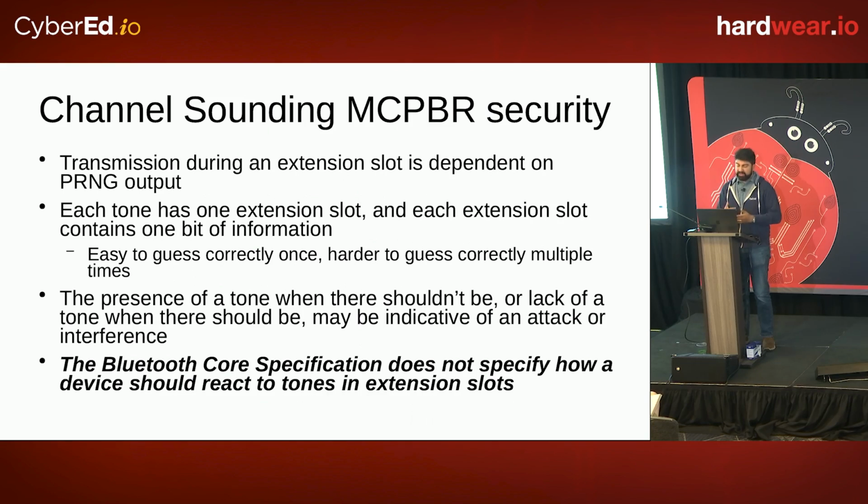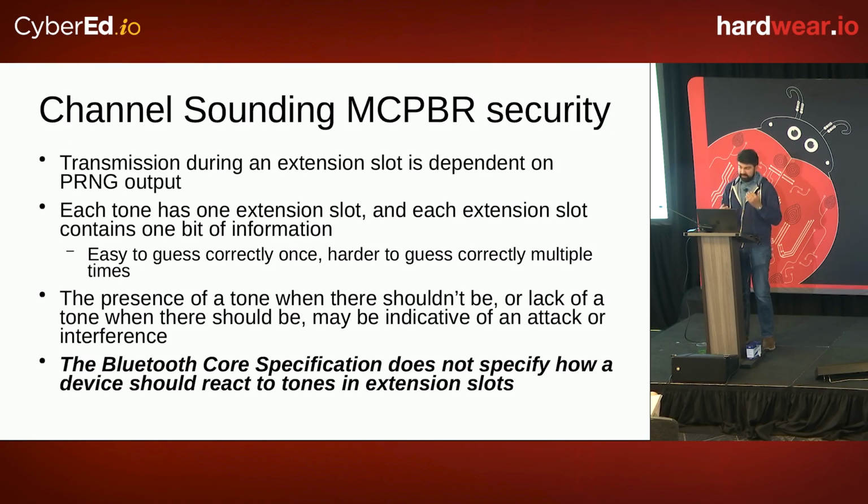For the security in the phase-based ranging, the extension slot is one of the key features, as whether or not there is a tone in that slot is dependent on the pseudo-random number generator. And while it's relatively easy to guess correctly for a single step, since it's just a 50-50 coin toss, for multiple steps, you're gradually making the difficulty harder.